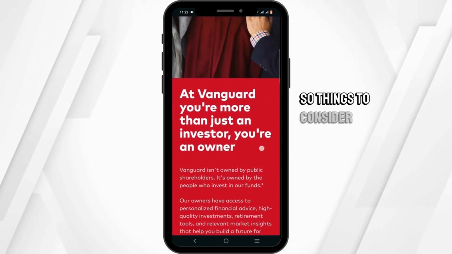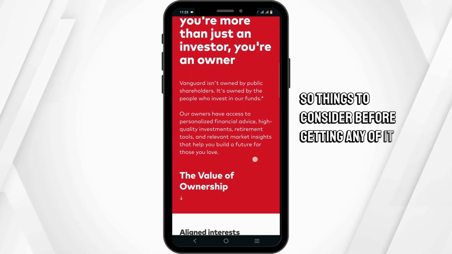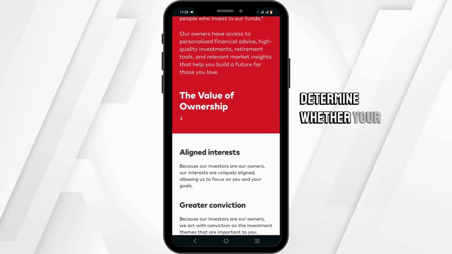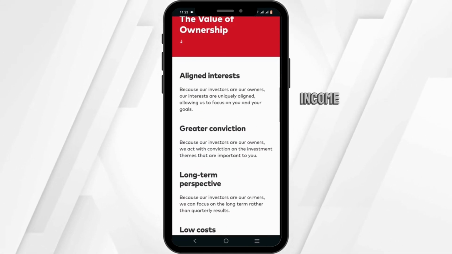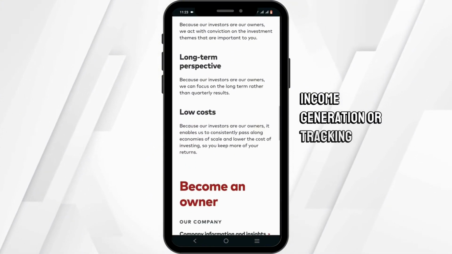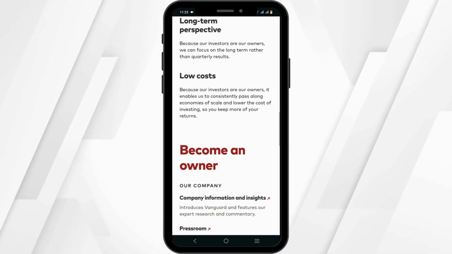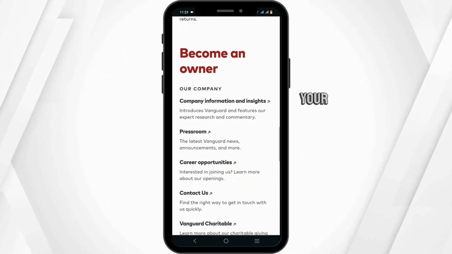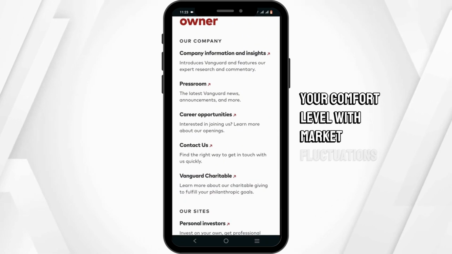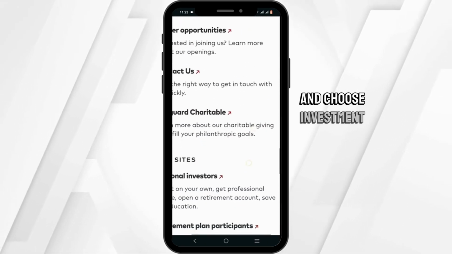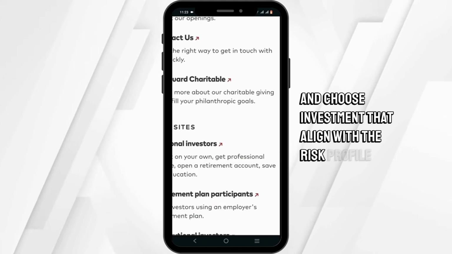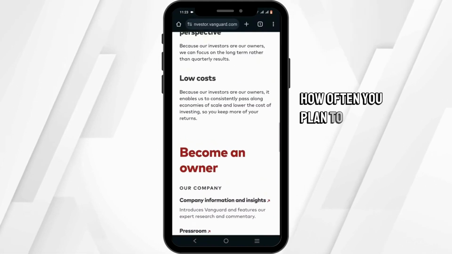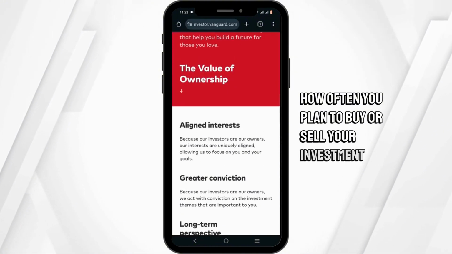So things to consider before getting any of it is: know your investment goals. Determine whether your goal is long-term growth, income generation, or tracking a specific index. Know the risk tolerance. You have to assess your comfort level with market fluctuations and choose investment that align with your risk profile. Consider how often you plan to buy or sell your investment.